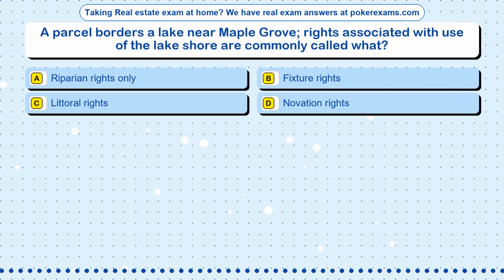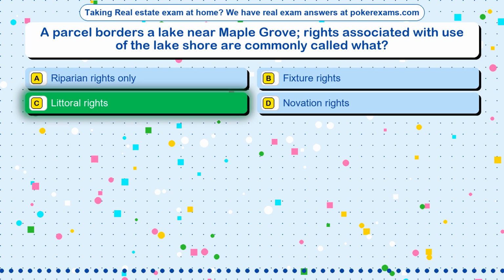Question 47. A parcel borders a lake near Maple Grove. Rights associated with use of the lake shore are commonly called what? Option A, riparian rights only. Option B, fixture rights. Option C, littoral rights. Option D, novation rights.